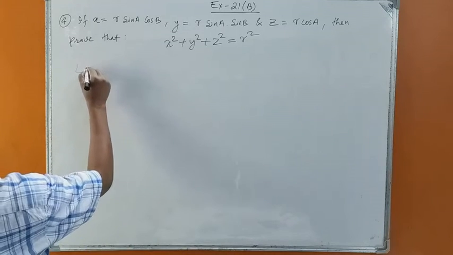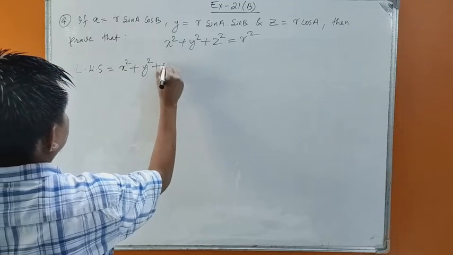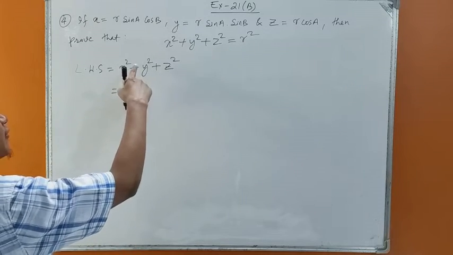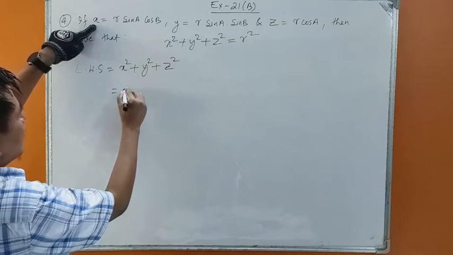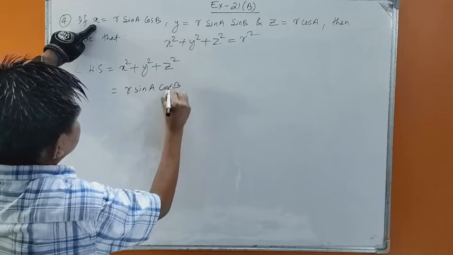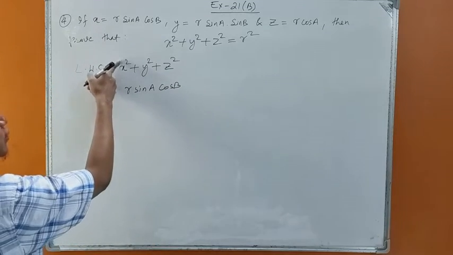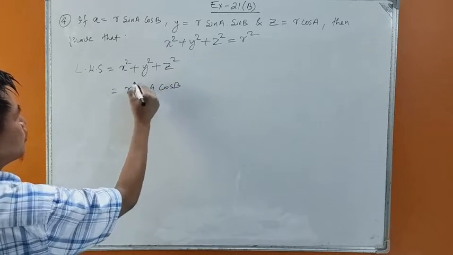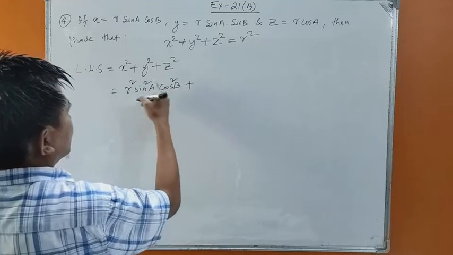In the left hand side we have LHS equals to x square plus y square plus z square. This is what we have in the left hand side. So first let us write the value of x. What is x? X is r sin a cos b. So x is squared here, so x squared means this whole thing is squared. So whole thing is squared means you can square it individually like this, plus y squared.